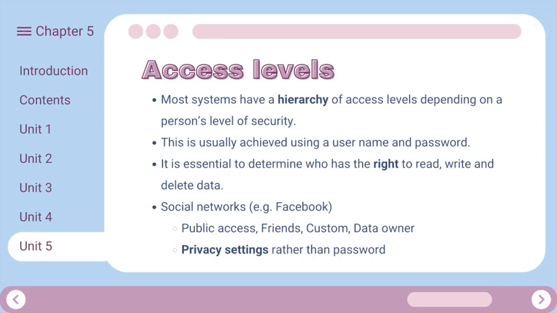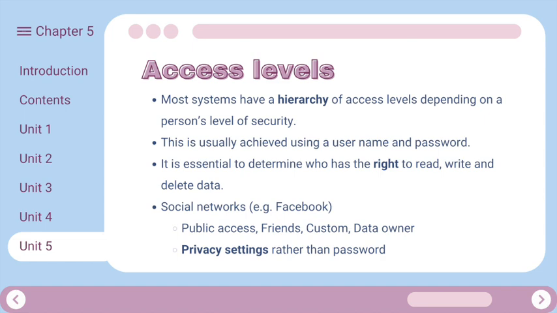Another area where access levels are very important is in social networks, such as Facebook. With this type of application, there are usually 4 access levels. First is public access. This refers to the data anyone from the general public can access. Second is friends. Only people identified as friends by the owner of the data can see certain data.